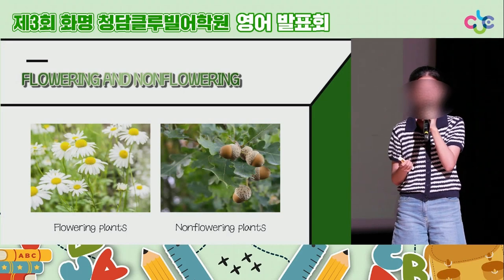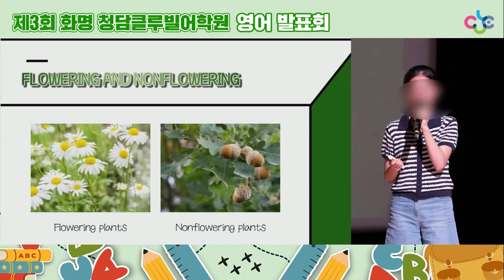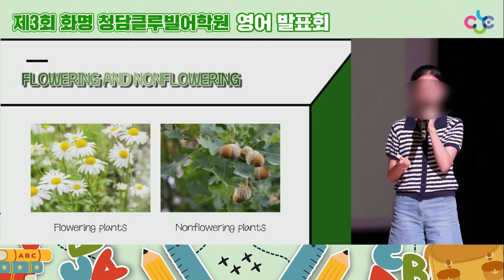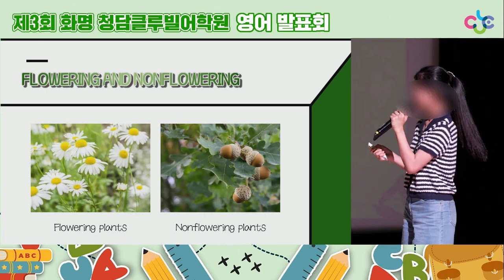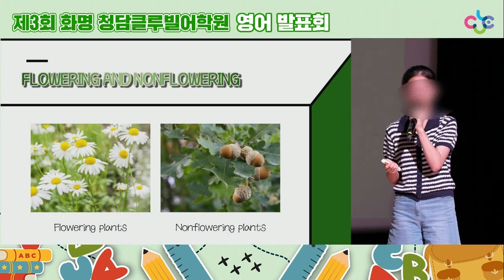Third, plants can be classified into flowering and non-flowering plants. Flowering plants are plants that reproduce with flowers. On the other hand, plants that reproduce without flowers are called non-flowering plants. Examples of non-flowering plants are conifers and spore producers.